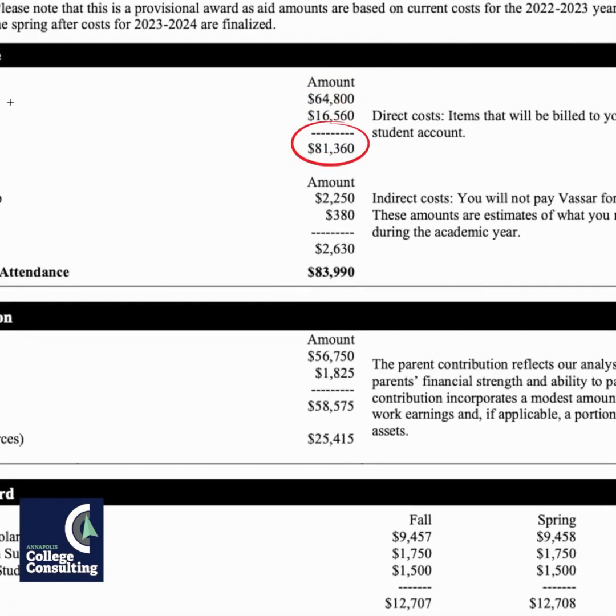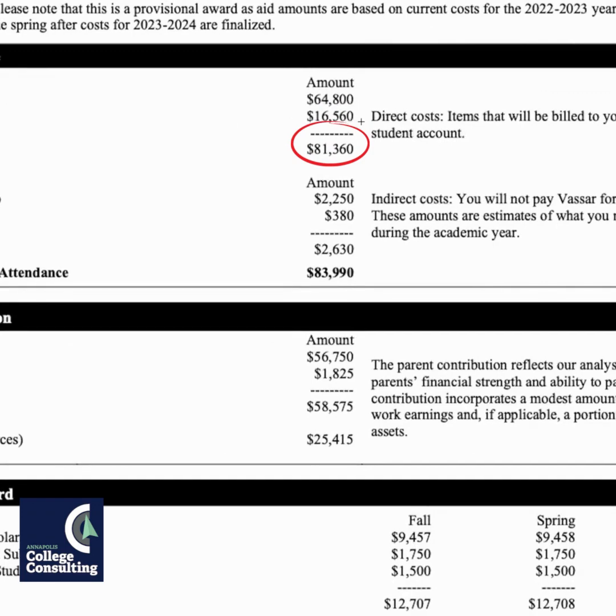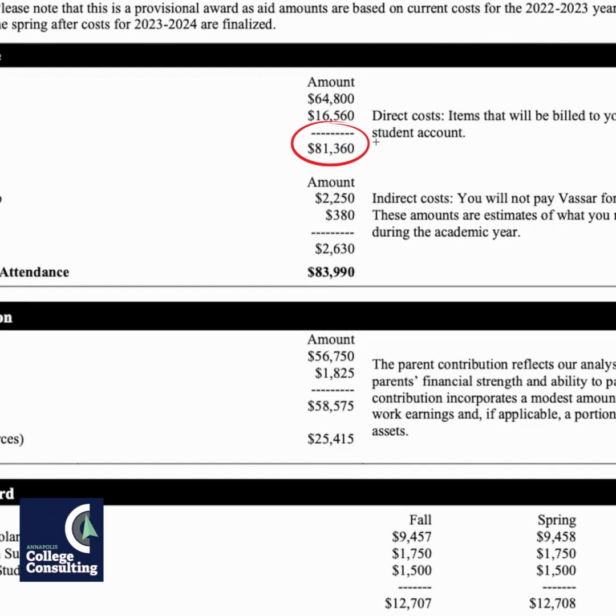So again, the budget is tuition and fees, $64,800. Room and board, $16,560, for an all-in cost of $81,360. Times that by 4, I can buy a house. Wow, it's a lot, but what a great education you get at this particular school.